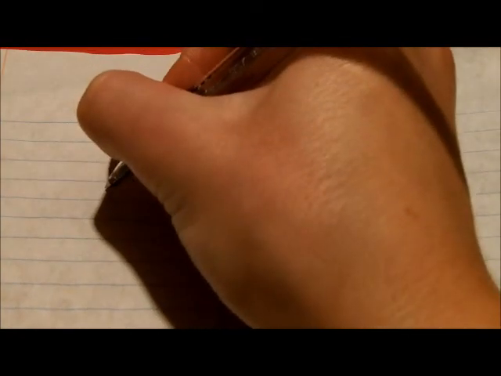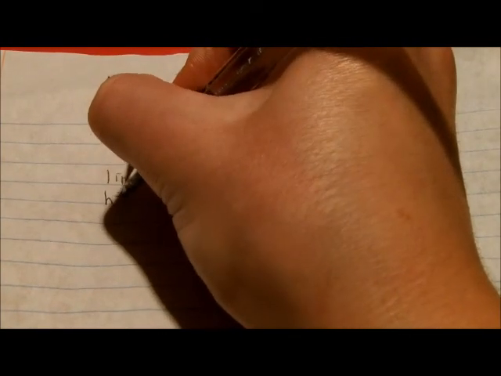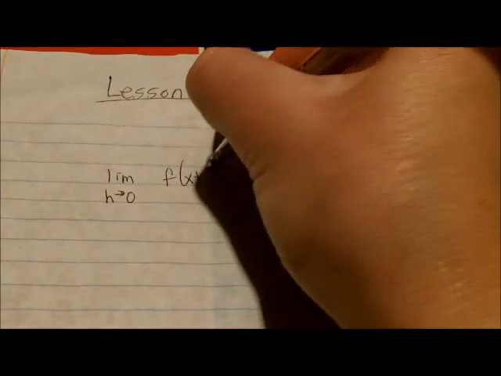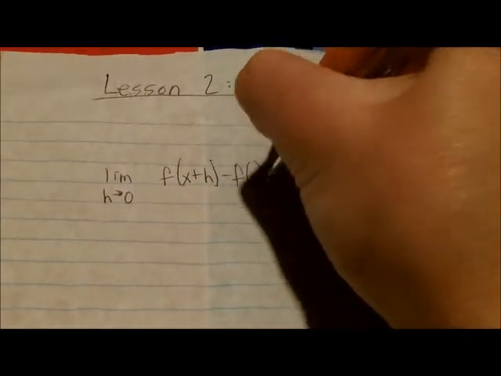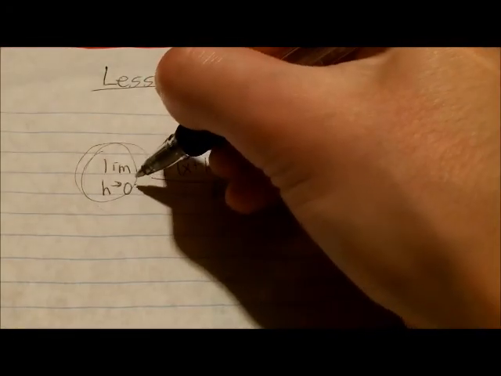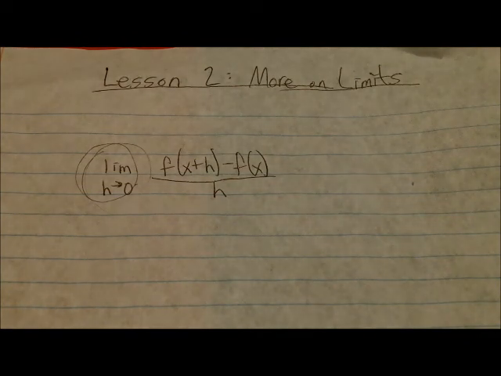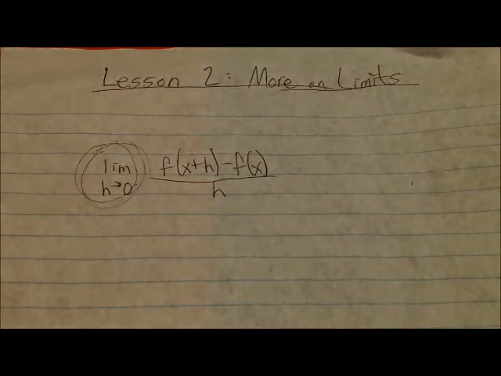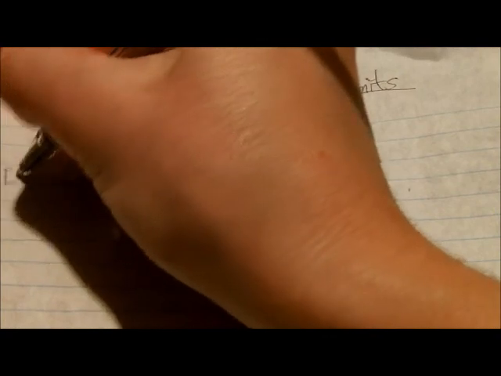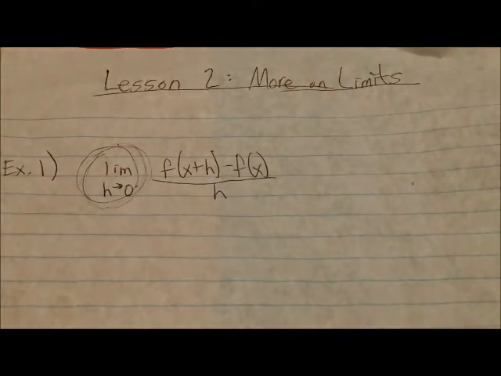To be more specific, limits are used in the formal definition of the derivative, as we've already seen before. As you can see right here, it has this limit here: limit as h approaches 0 of this function. So we've already seen that before. Hopefully, by the end of this video, you'll have a better understanding of what this limit really is. So that can be considered the first example of limits.